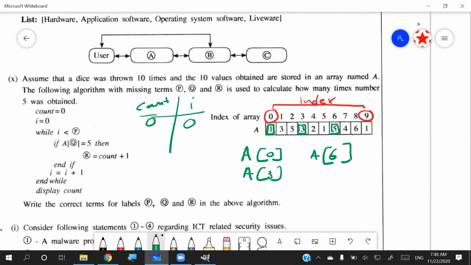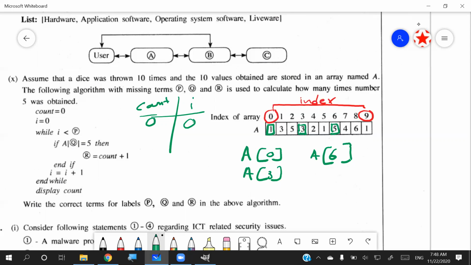So the most appropriate one is the I, right? Because you can't put count over here, because count is related to the count equals count plus 1 kind of a thing, which represents the R, right? So I will be the one who is represented inside the array. So Q is equal to I then.